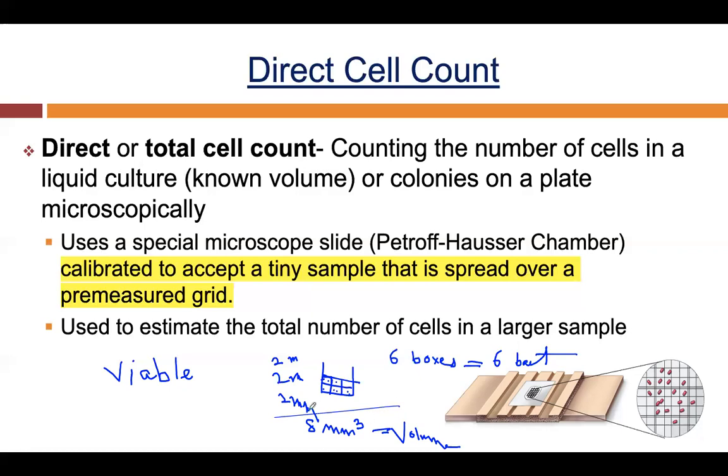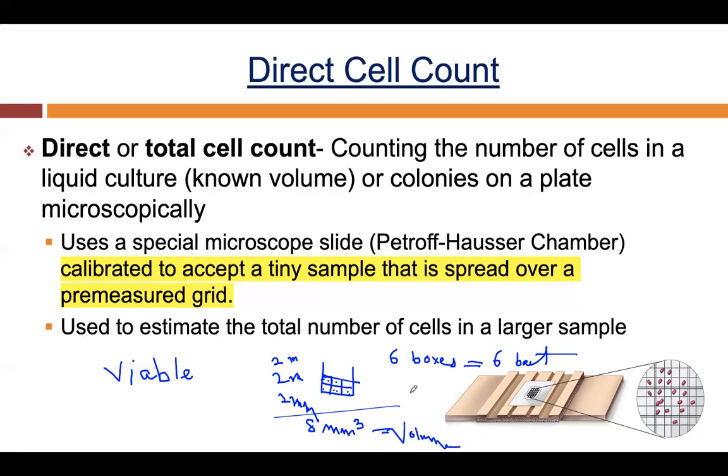So if over here one small box has 8 millimeter cube volume, that means that much water we can store over there. Now, 6 boxes are there. So 8 multiplied by 6, 48 millimeter cube, that's the total volume. Within that, we have 6 specimens. Then we can do the math. That's how we can estimate the number.